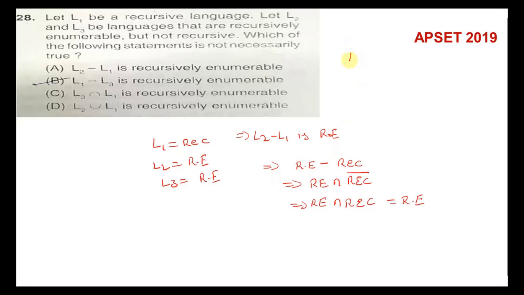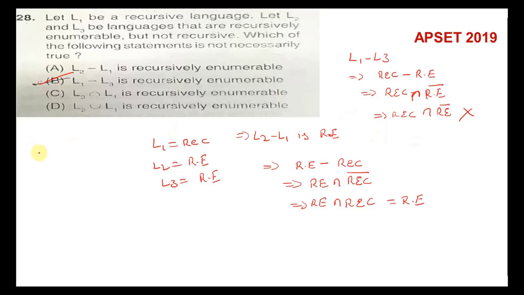If you take the second option, L1 minus L3, L1 is a recursive language and L3 is a recursively enumerable language. We can write this as recursive intersection recursively enumerable complement. The complement of a recursively enumerable language is not guaranteed to be recursively enumerable, since recursively enumerable languages are not closed under complement. So this option is not necessarily true, and option B is the right answer.